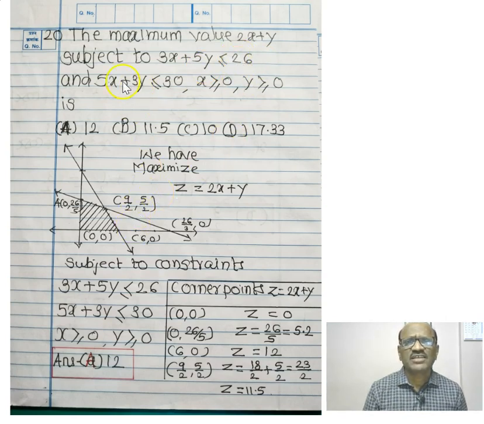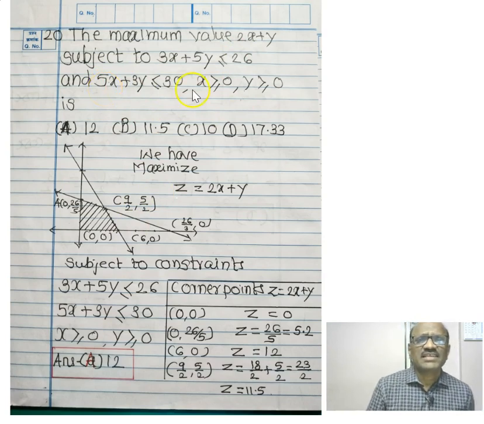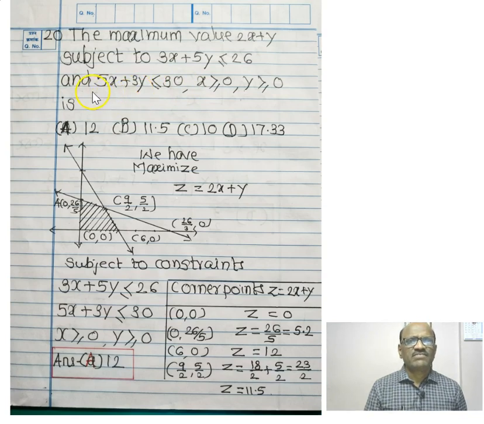Now again one more thing. Now again this line touches the x-axis and y-axis. When it touches the x-axis, y is 0, that is 5x is equal to 30. Therefore, x is equal to 6. This is (6, 0). And what about the next line? When this line touches the y-axis, x is 0, that is 3y is equal to 30. Therefore, y is equal to 10. And find out the point of intersection and check this point.